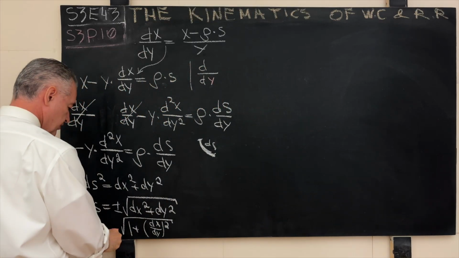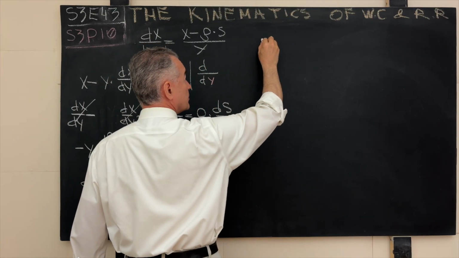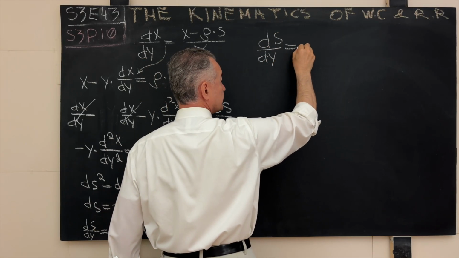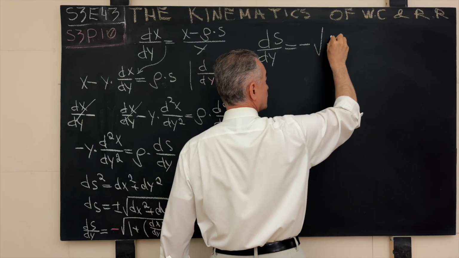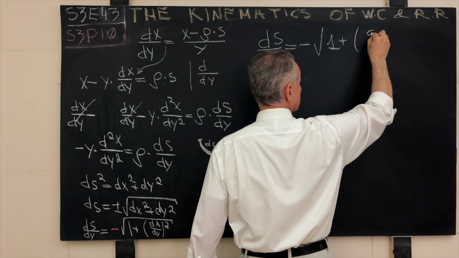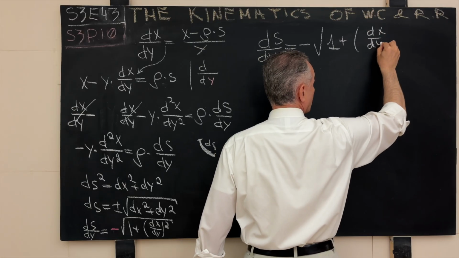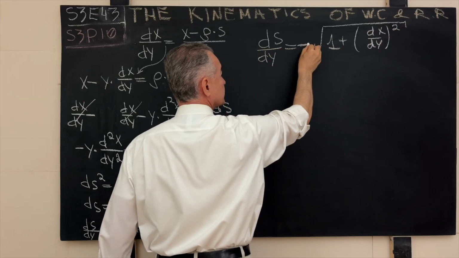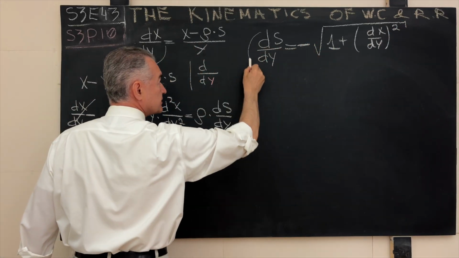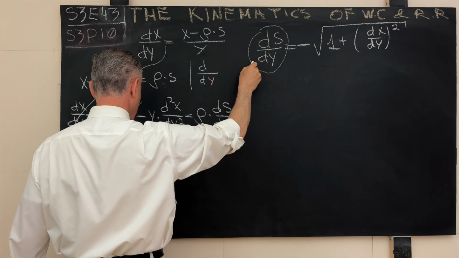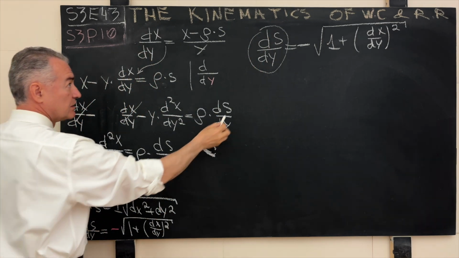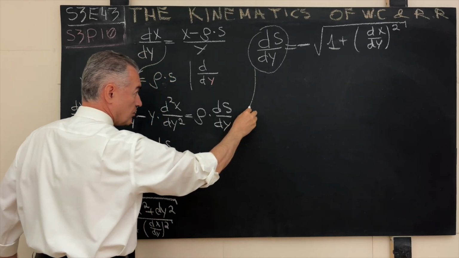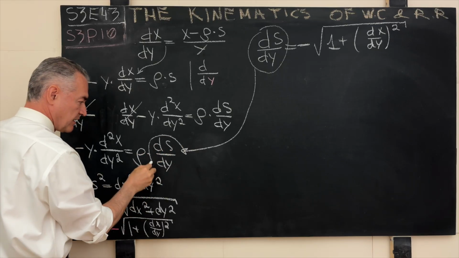So let me move this expression over here one more time so you can see it clearly. The first derivative of ds over dy is equal to minus the square root of 1 plus (dx over dy) squared, and we take the square root of that with a minus sign. Now we put this into, where is my last equation? Right here. Let me erase this, you don't have to do this anymore. We put this over here, you see, into this guy.